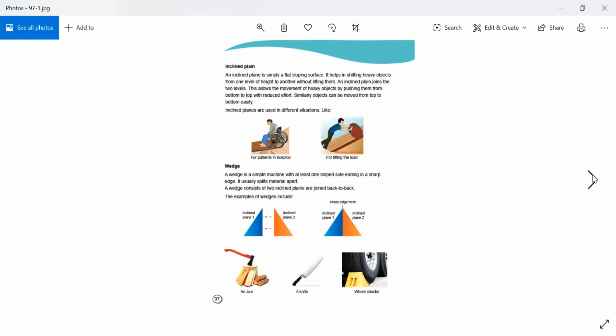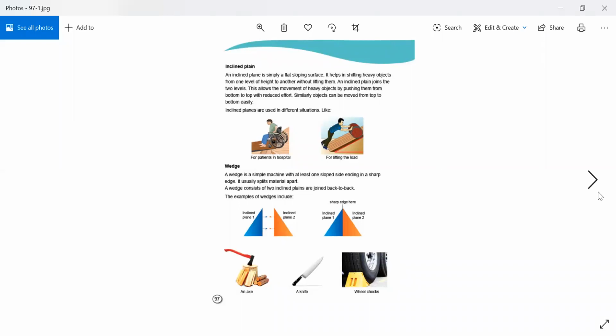Why are inclined planes made? Inclined planes are made when there is a flat surface and we need to carry heavy objects from one place to another. We would have to lift that heavy object, so an inclined plane is made to join both the surfaces, by pushing the object from bottom to top. Similarly, objects can be moved from top to bottom easily.